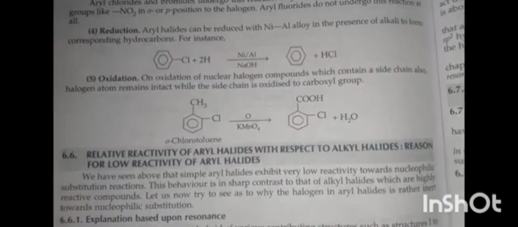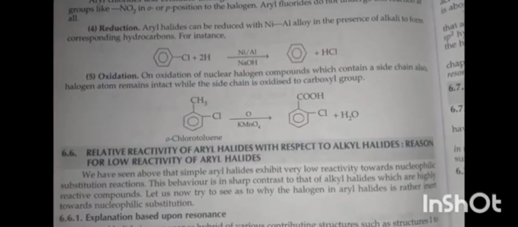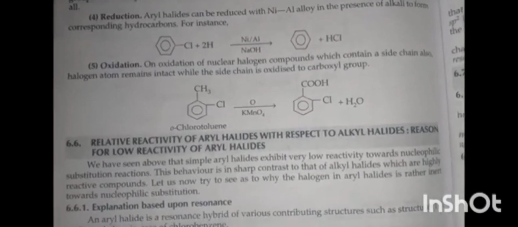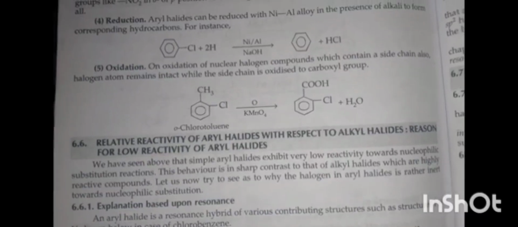When heated with copper powder in a sealed tube, aryl iodides form polynuclear compounds. Next is reduction. Aryl halides can be reduced with Ni-Al alloy in the presence of alkali to form corresponding hydrocarbons. Fifth is oxidation. On oxidation of nuclear halogen compounds which contain a side chain also, the halogen atom remains intact while the chain is oxidized to carboxyl group.